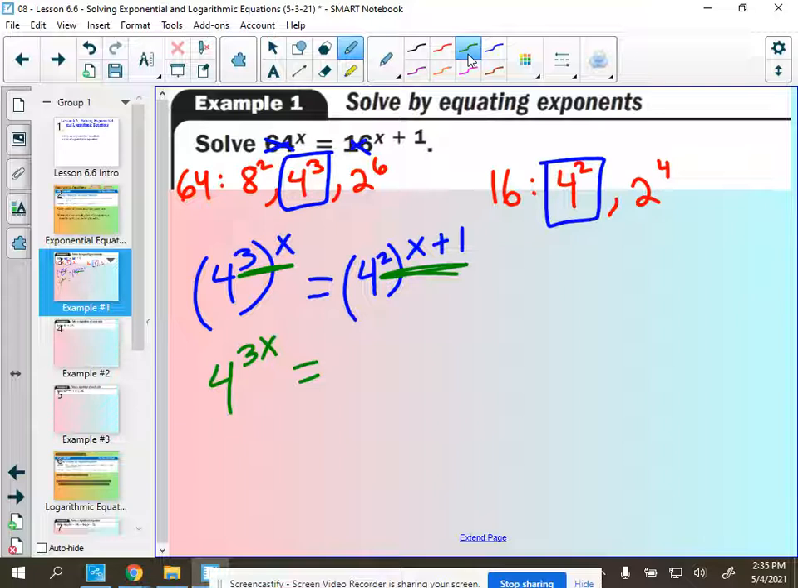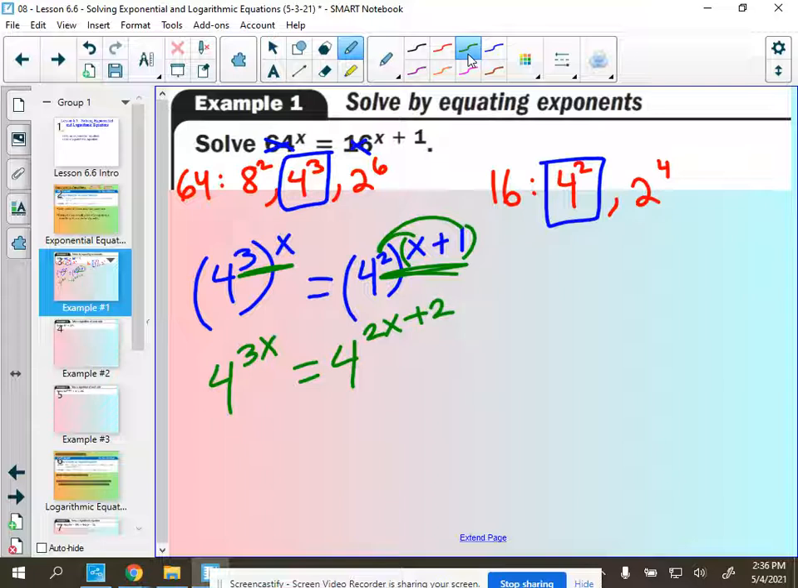With the second one, when I go to multiply 2 times x plus 1, I have to make sure I'm multiplying that whole exponent. There's an implied parentheses around that x plus 1 that I really need to distribute this to. So on the right side, I end up with 4 to the 2x, not plus 1, but 2x plus 2. And it's going to make all the difference now.